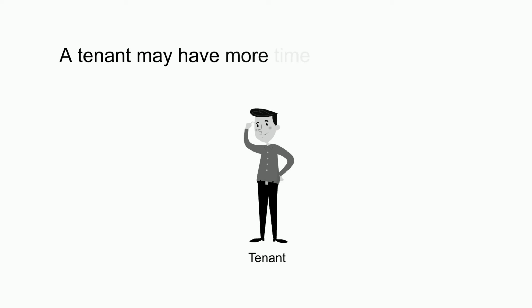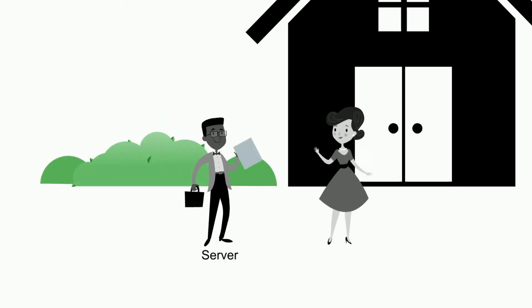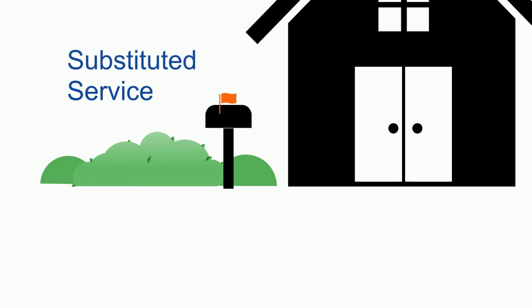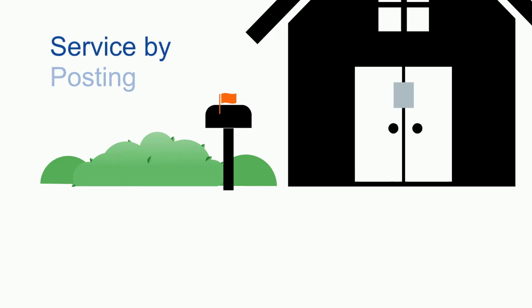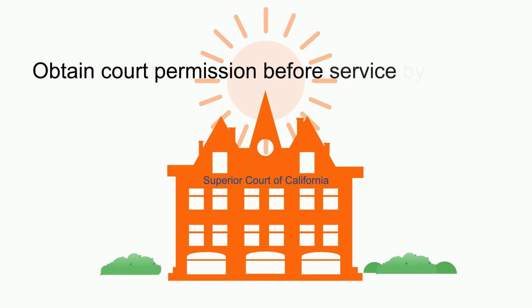A tenant may have more time to file an answer if the summons and complaint were not given to the tenant but to someone else at the tenant's home or workplace, and a copy was also mailed to the tenant. This process is known as substituted service. Or if a copy was posted on the tenant's door and a copy was also mailed to the tenant. This is called service by posting. However, the landlord must first obtain court permission before they can serve by posting.